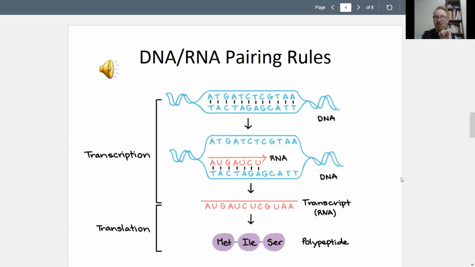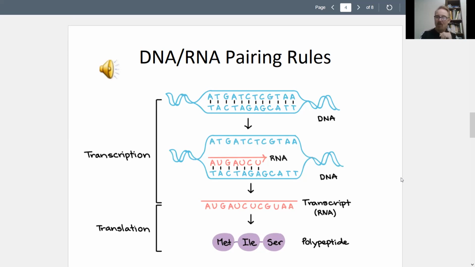So what are the pairing rules? A pairs with T, C pairs with G. It doesn't matter which way they go. Those are the only combinations allowed. No other combinations are allowed within DNA. So that's really how it's zipped together. We'll always see that. Okay?